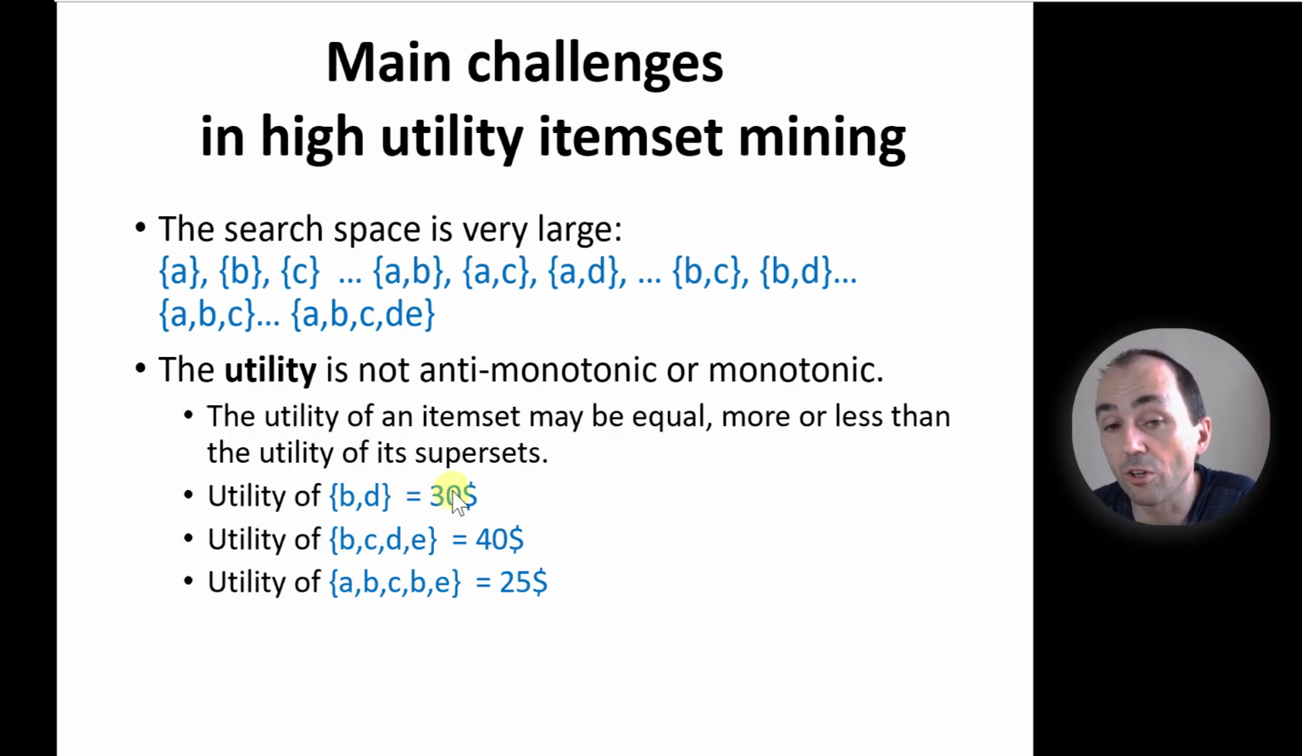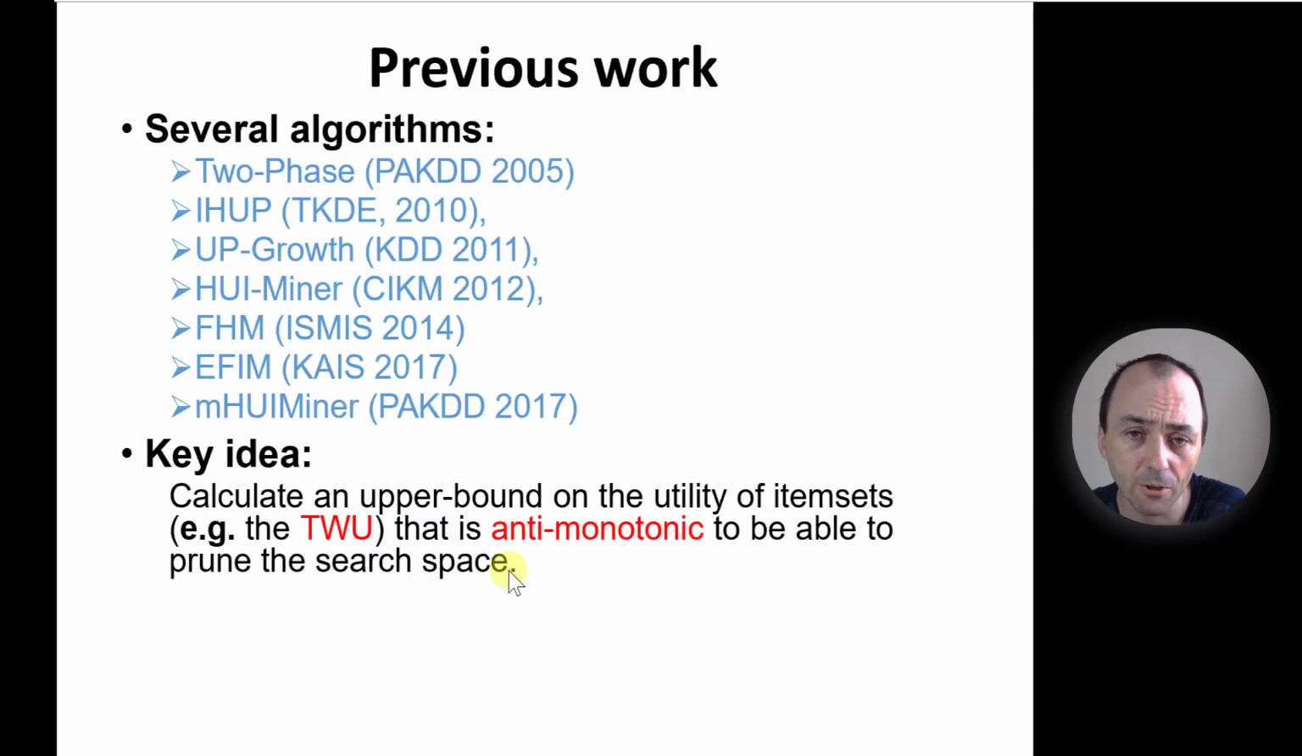So why is it like that? If you have BD with $30, you have BCD make more money. Okay, why? Because maybe you buy more things together, so the money should increase. But when we have ABCDE, the money is less. So why? The reason is, even though we buy more things, okay, it will appear less often, not so many times, so the money will decrease. That's the reason. So this is a classical problem.